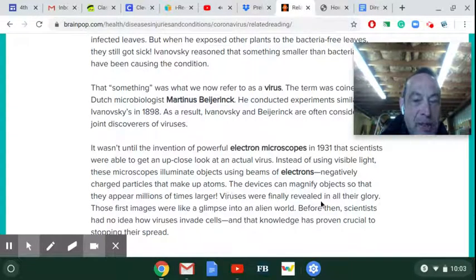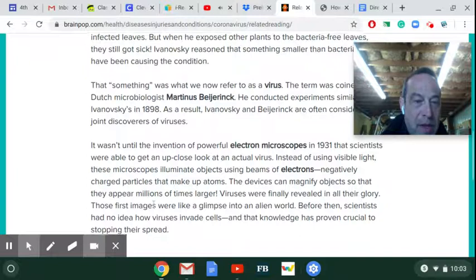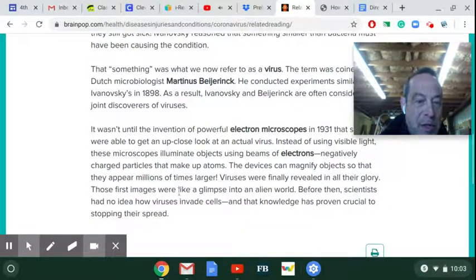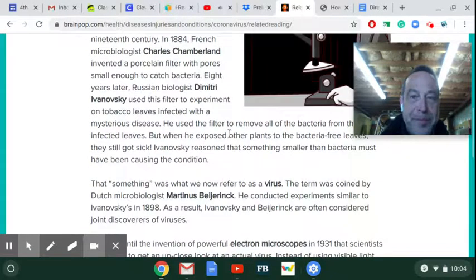Viruses were finally revealed in all their glory. The first images were like a glimpse into an alien world. Before then, scientists had no idea how viruses invade cells, and that knowledge has proven crucial to stopping their spread.